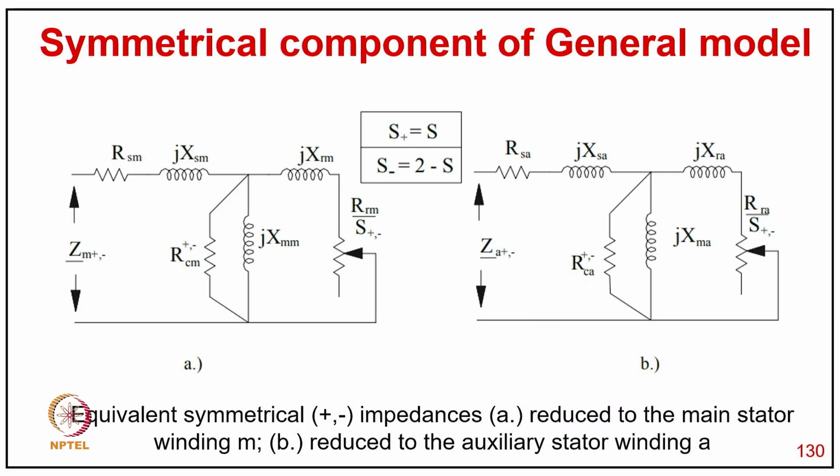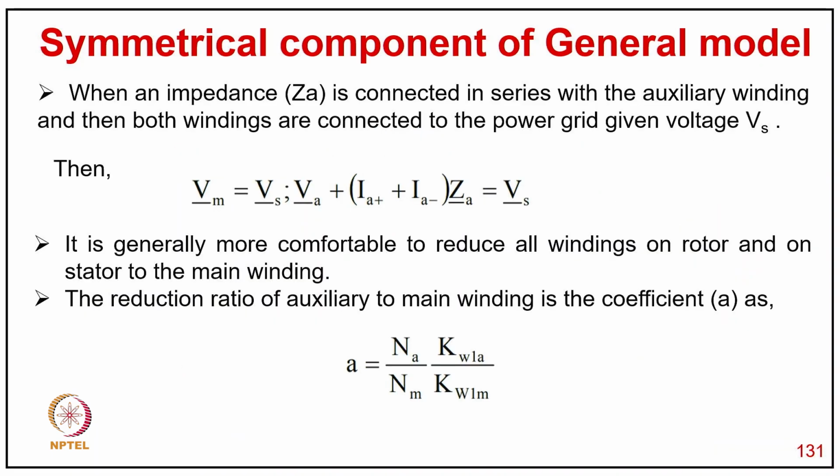And you can see these two equivalent circuits, where S plus is equal to S and S minus is equal to 2 minus S. These are the equivalent circuits for the plus and minus impedance, reduced to the main winding and reduced to the auxiliary winding, with the notation. So when impedance Z is connected in series with the auxiliary winding, then both windings are connected to the power grid with the voltage Vs.